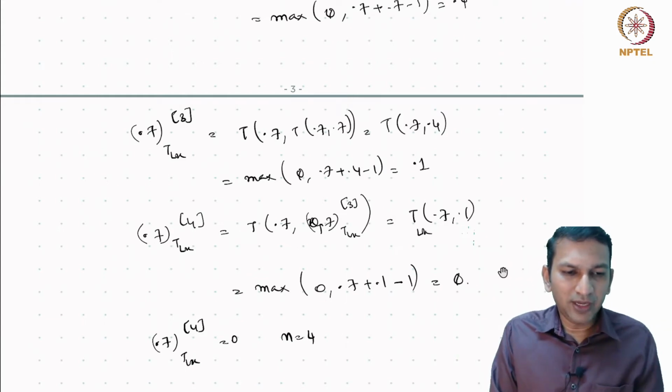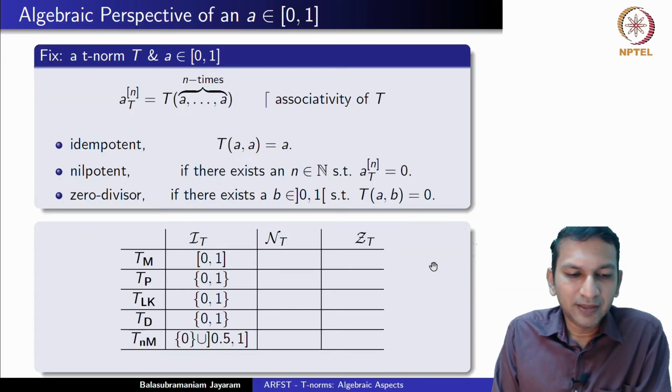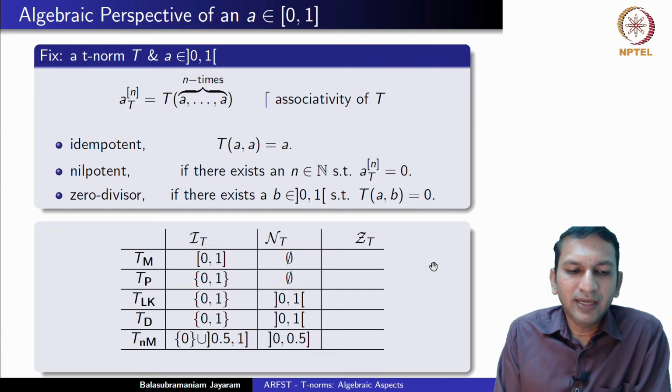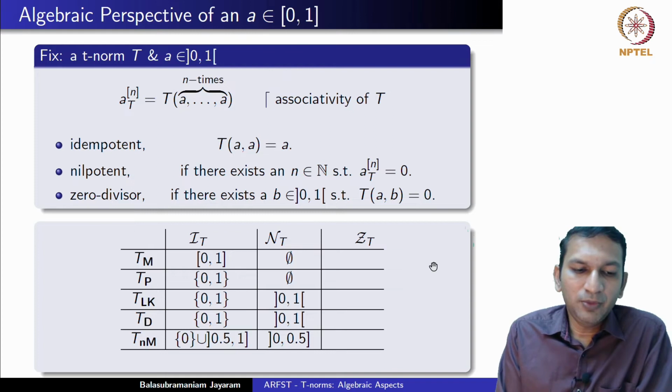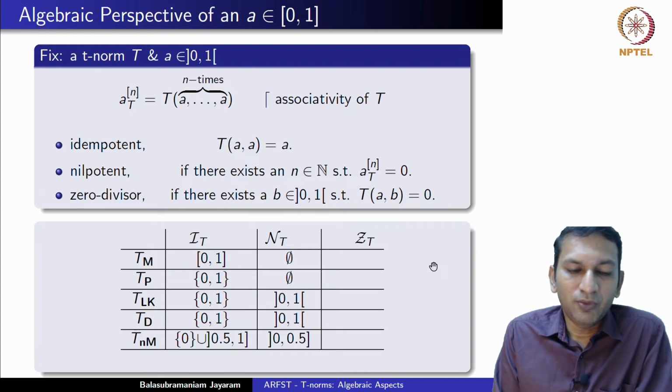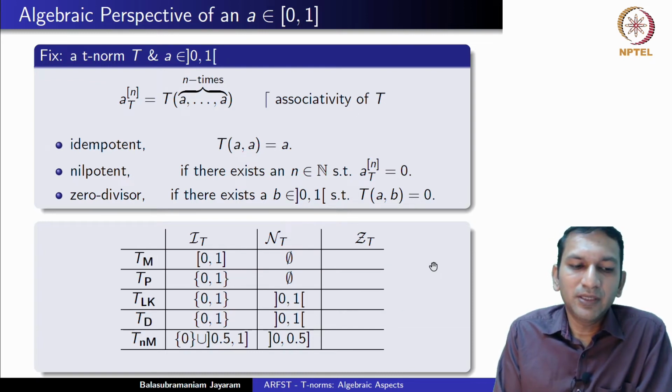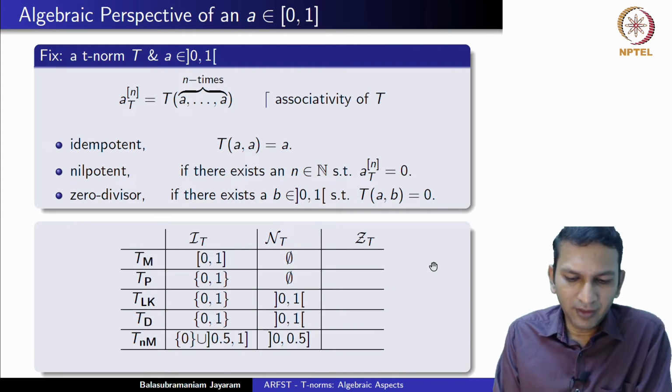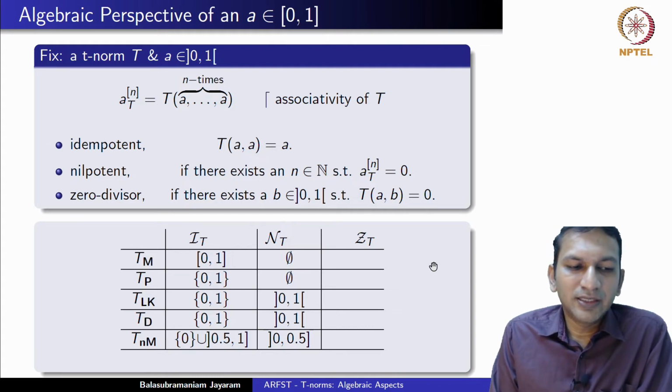If you work out like this, we will see that the entire open interval 0, 1 are nilpotent elements for Lukasiewicz and also for the drastic t-norm. However, for the nilpotent minimum t-norm, what we have is only the values belonging to 0 to close to 0.5, they become nilpotent elements. This can be easily worked out. Now, let's look at zero-divisor.